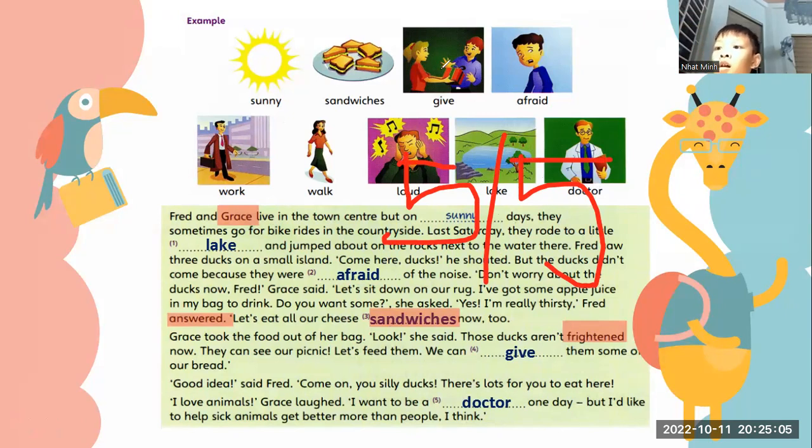However, while you were reading, I listened to you and I heard some mispronounced words. So I want you to repeat after me. Say grace. Grace. Very good. Next, answer. Great job. Sandwiches. Sandwiches. Okay, again. Sandwiches. Cheese. Yes. Very good. Next, frightened. Frightened. Great job, Min.